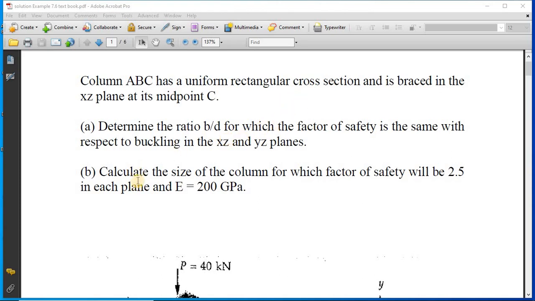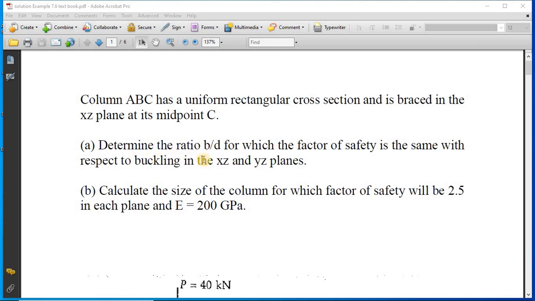So we want to get the ratio of the dimensions of the column, based on the rectangular cross section. The second thing that we will solve is to calculate the size of the column for which the factor of safety is equal to 2.5 in each plane, and E is equal to 200 GPa. Let's discuss the first part in detail.